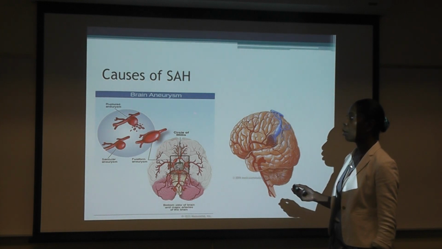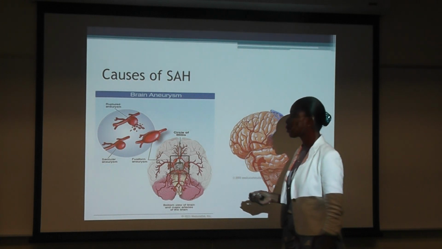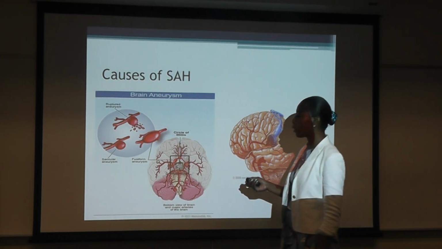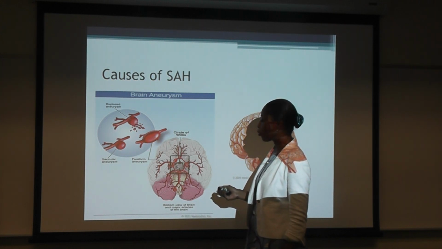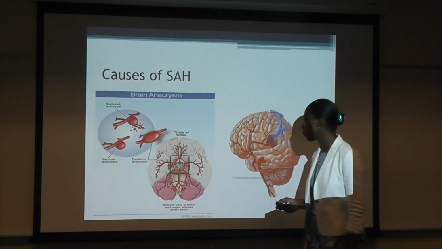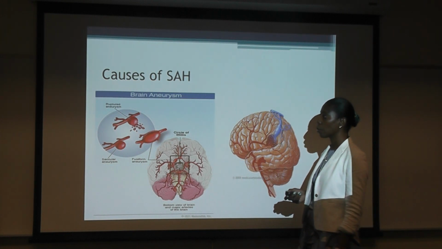Subarachnoid hemorrhage. What can cause subarachnoid hemorrhage? Aneurysmal rupture. Remember your aneurysms, we talked about it earlier, form at the bifurcation of vessels, so you can see them here. You can also get subarachnoid hemorrhage from an arteriovenous malformation. Okay.